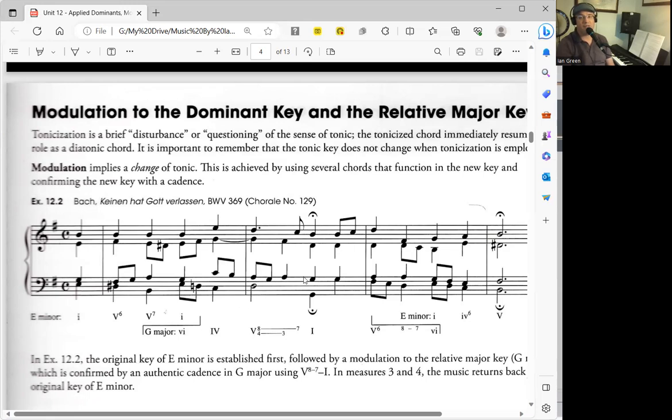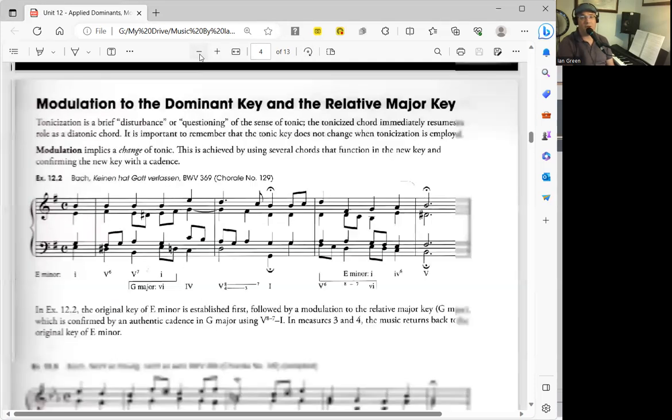Now this modulation is usually confirmed with a cadence in the new key. So we start off in the key of E minor, but then by the time we finish off the first phrase, we have a cadence. This one is an 8, 6, 4, 7, 5, 3, or a dominant 7th going to the tonic in the key of G major. Now please note, there's a very smooth way we can transition from one key to another.